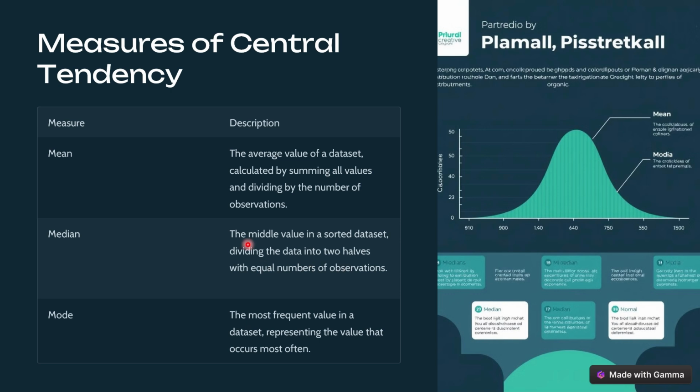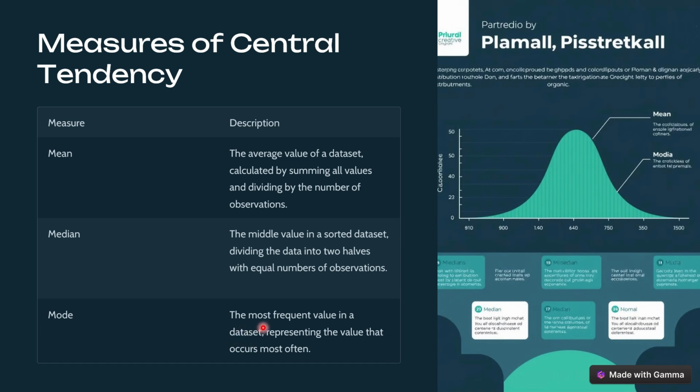Second, median. The median is the middle value when your data is ordered from smallest to largest, or vice versa. If you have an odd number of observations, the median is the exact middle value. If you have an even number, it is the average of the two middle values. The median is particularly useful when your data has outliers, as it gives you a central value without being affected by those extremes.